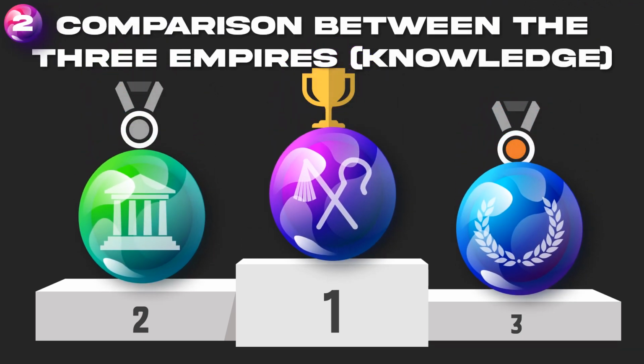Now, let's move to the comparison between the three empires. We use the podium to illustrate the ranking, the first being the empire that treated its population the most fairly, and the third being the empire that treated its population the least fairly. So as you can see, in terms of knowledge, the Egyptian Empire is first. The runner-up is the Greek Empire, followed by the Roman Empire.